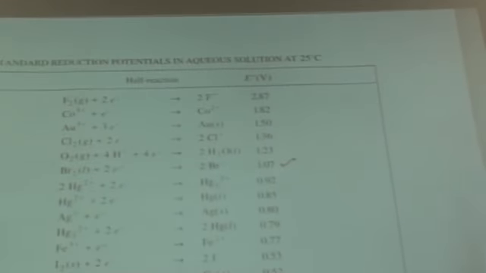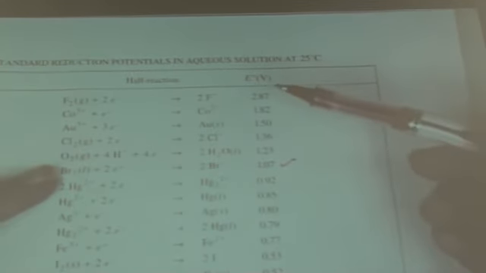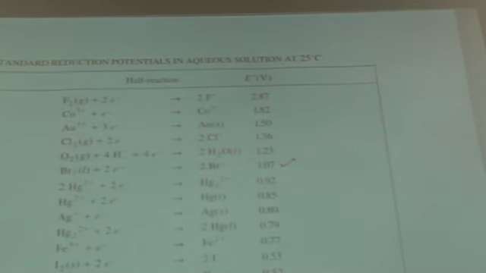Okay, so let's say I have lead plus 2 and bromine. These are both standard reduction potentials. Of these two species, which one will be reduced and which one will be oxidized? Okay, bromine is going to be reduced. Why? It's higher on the list. It has a more positive standard reduction potential than the lead does. Everybody's good with that, right?